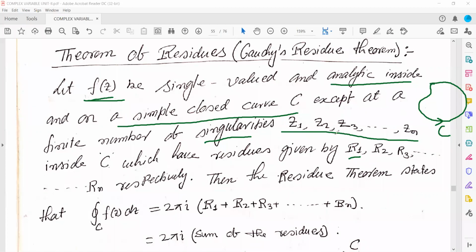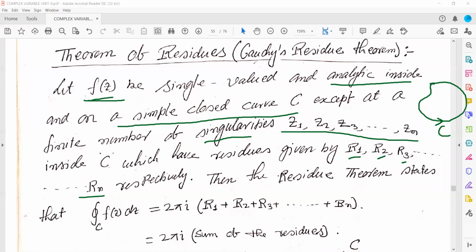So I have found the residue for each of the singularity points. For z1, suppose the residue is r1. For the point z2, suppose the residue is r2. For z3, the residue is r3, and so on, and for zn, the residue is rn. So we have got the residue for each of the singularity points within this region C.